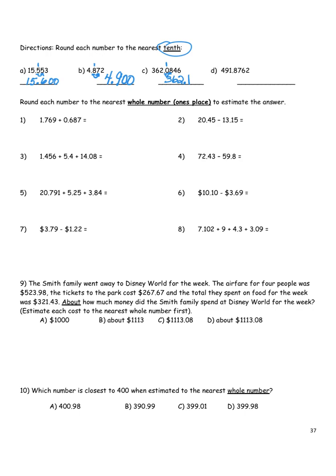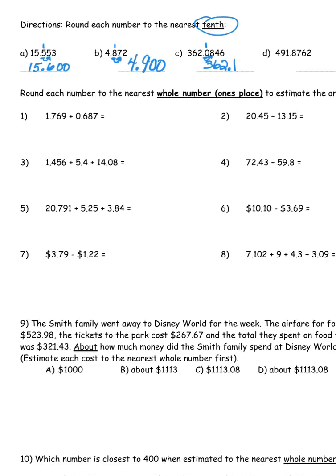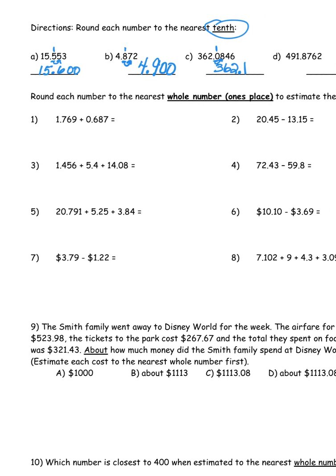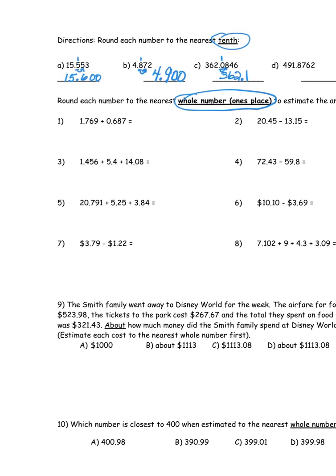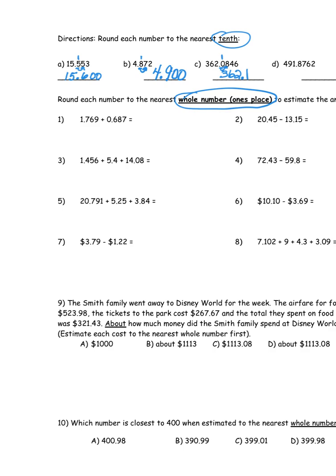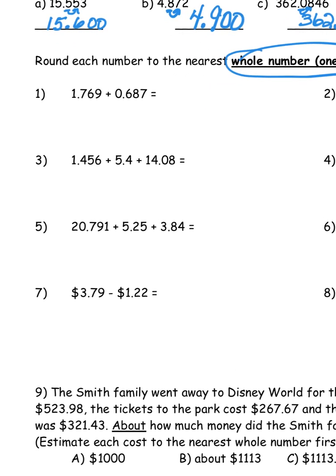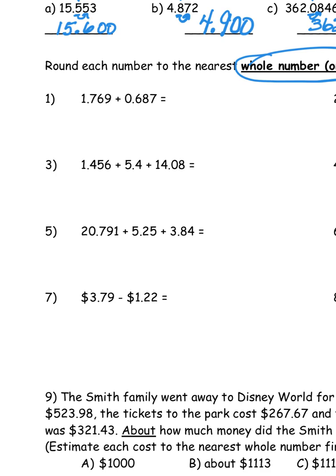So we've had some practice with some rounding of numbers. The directions here say round each number to the nearest whole number or ones place to estimate the answer. Okay, so let's take a look at number 1. I'm going to make this a little bit bigger here. What we're going to do is round to the nearest whole number. So basically, boys and girls, you're going to be rounding each one to the ones place. And then you're going to add them together or subtract them, depending on what it says to do.